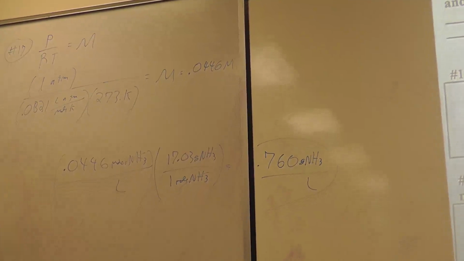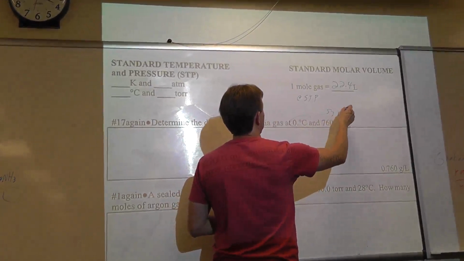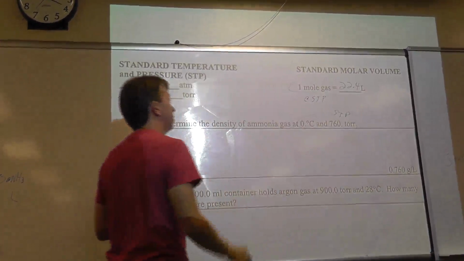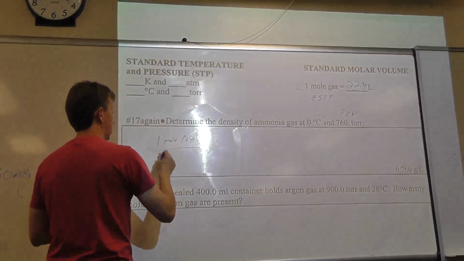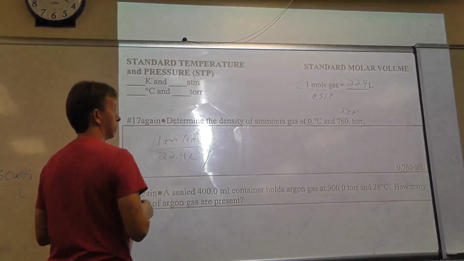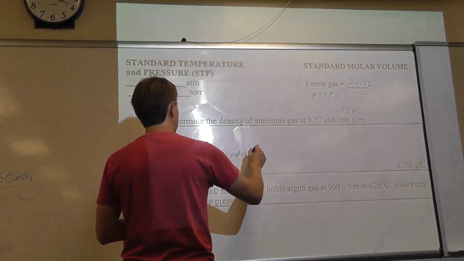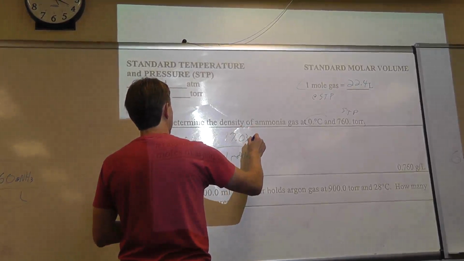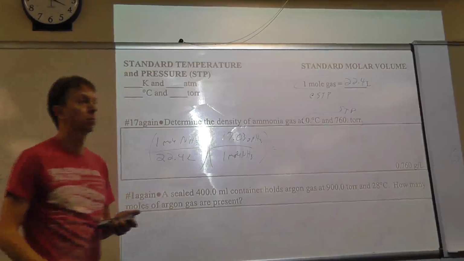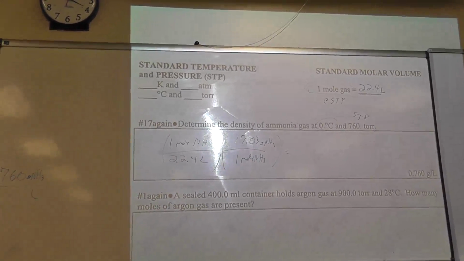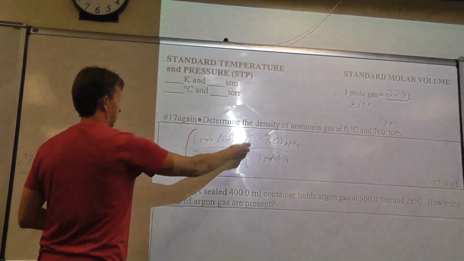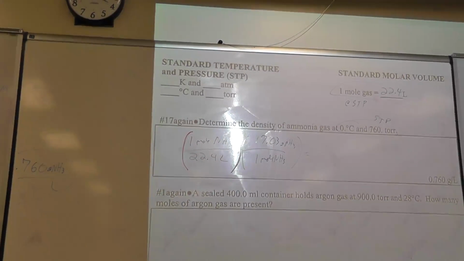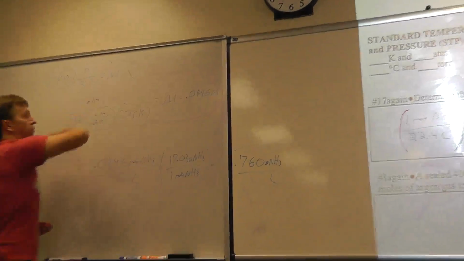The way to do that same thing using your shortcut is if you recognize this to be standard temperature and pressure, then we can go straight to this shortcut and use that as a conversion factor. One mole of ammonia, 22.4 liters. One mole of ammonia, 17.03 grams. Done. For this part here, it's just a convenient shortcut to all of this here.